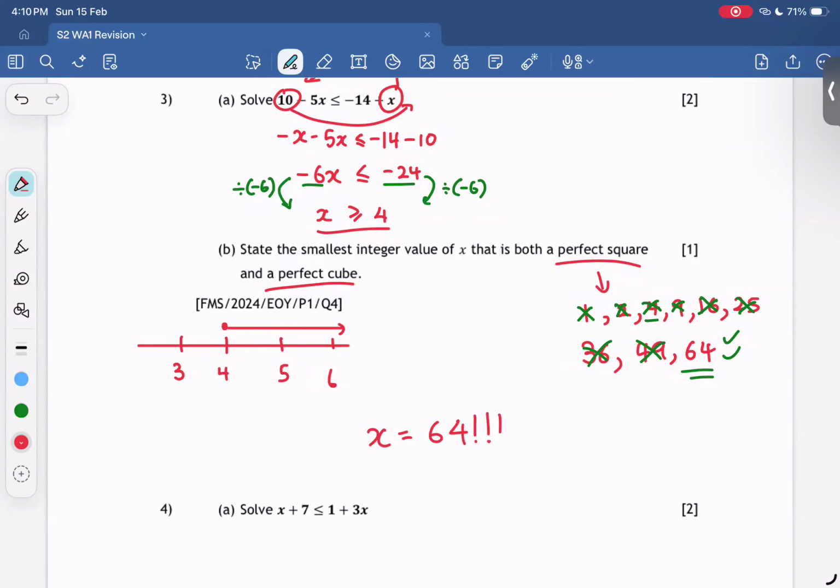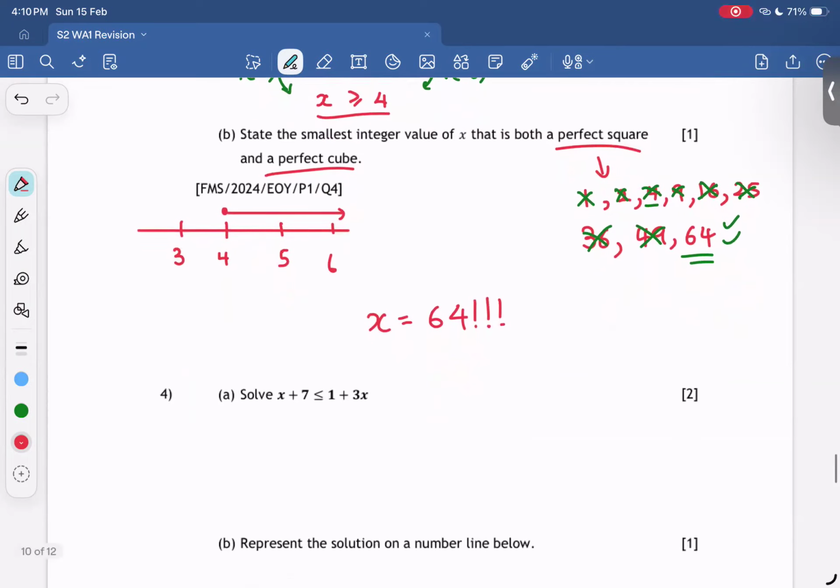Whenever I write down my answer, and please don't do this in your exam, I always write down an exclamation mark because I want my students to realize that that is the final answer. But in exams, don't do that. Later your teachers think, wow, why is this student shouting when writing down the answer x equals 64? So yeah, that's for question 3.